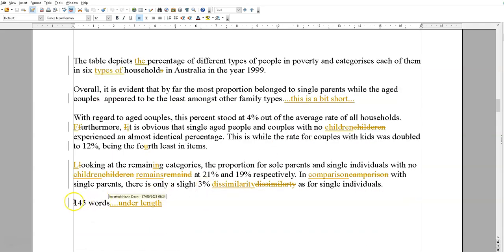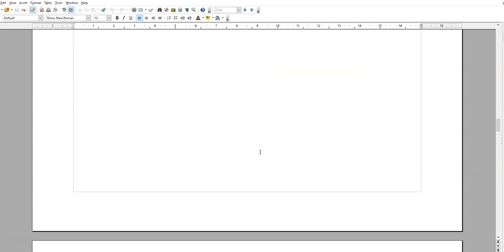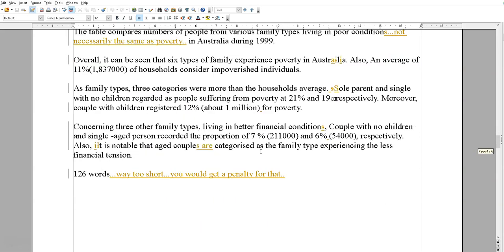Okay. Now, 145 words. So this is under length in any case. Articles, 6 types of households. That's a bit short for an overview. The whole thing, really. It's just a little bit short. There's not a lot there. You could certainly flesh this out and put a bit more figures in and data, expand it. Let me see, we've got a couple more here.